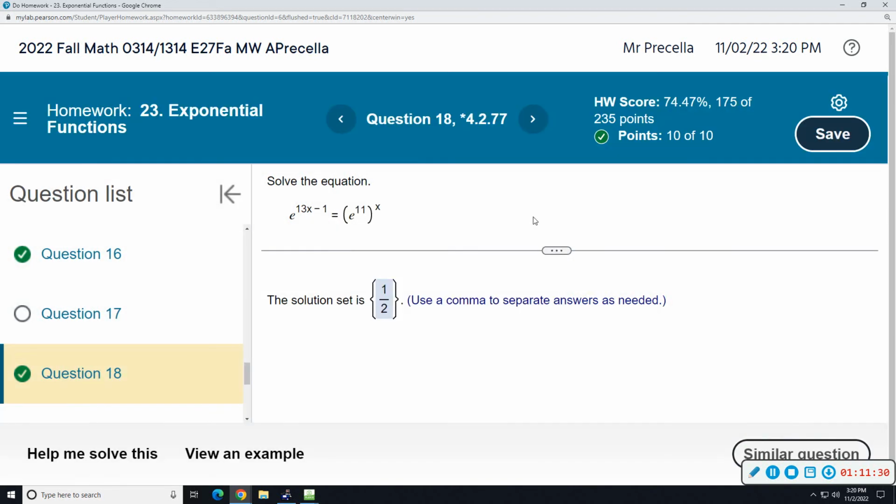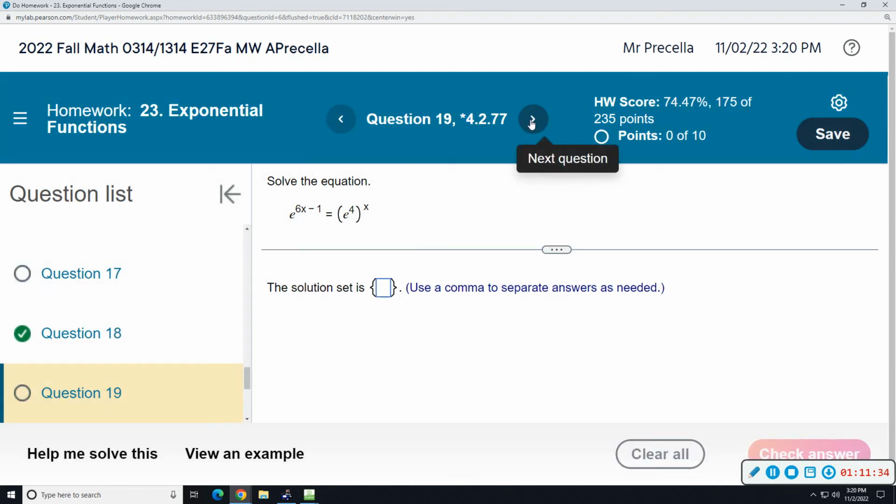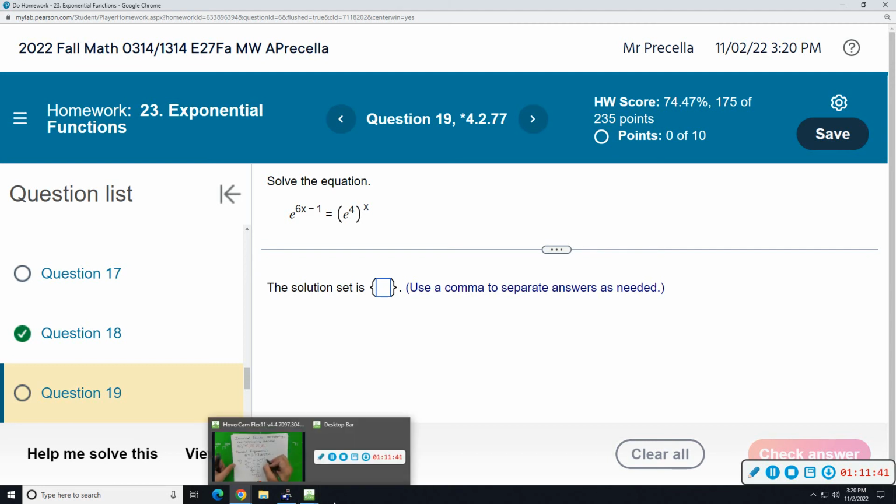Okay. Number 19. It's a little similar. All right, we'll do it anyway. Okay, and this time as soon as you write it down, I'll put it in. Okay, this is number 19. e to the 6x minus 1 is equal to e to the 4th raised to the x.